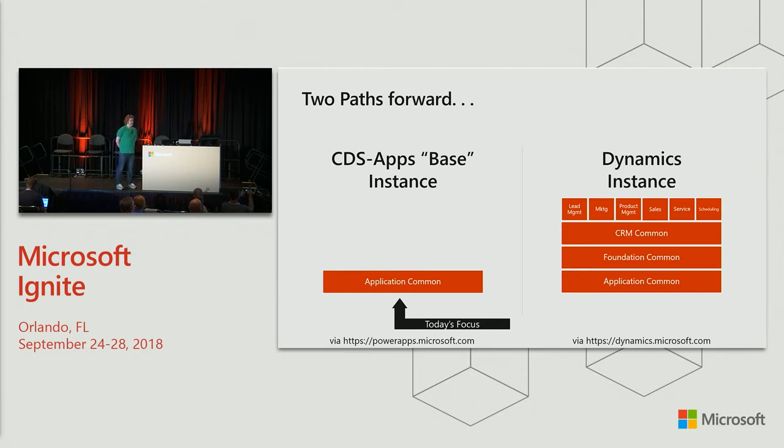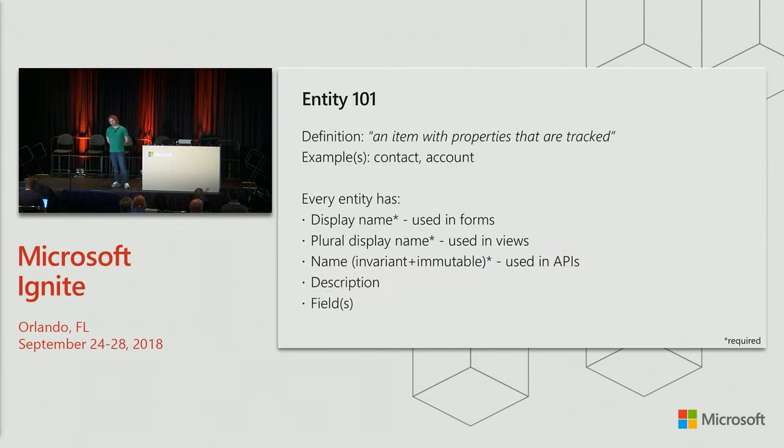And so today, just to show the simple, basic version, we're going to be doing all of our work in the base instance type. So we're not going to have all the extra CRM prime entities today. And so now let's get into some of our building blocks. So the first thing that I want to talk about are entities. What is an entity? Well, to give you a definition, it is an item with properties that are tracked.